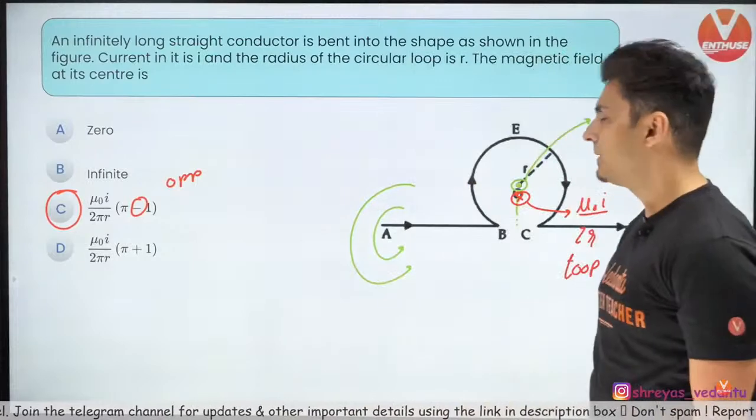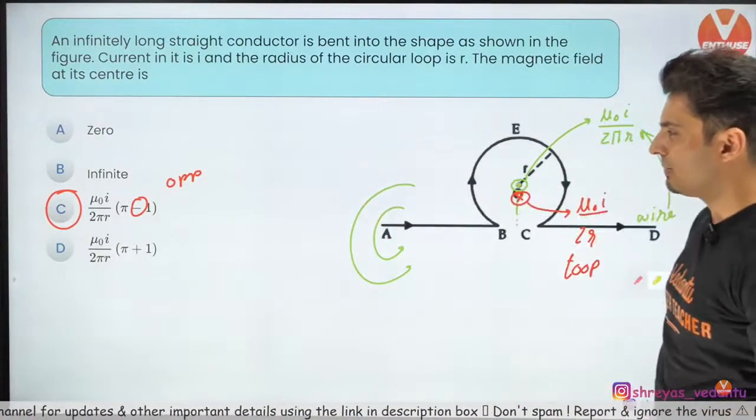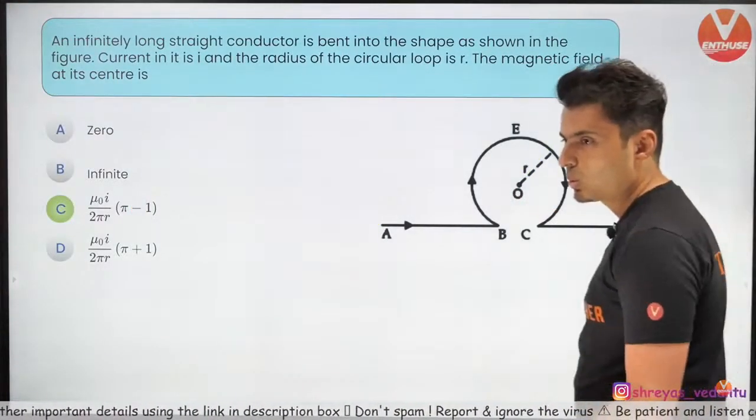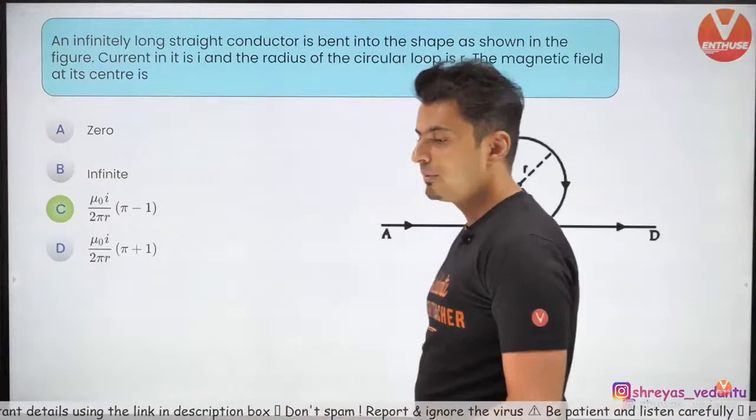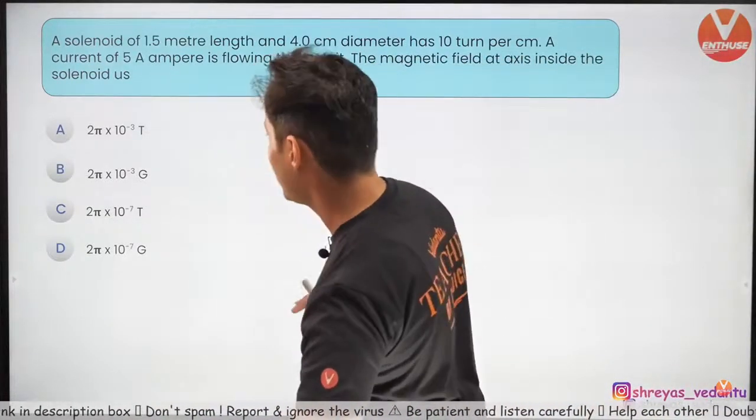Yep. Understood? Got it? So you can see mu naught I by 2 pi is common, and that pi, after taking LCM, you get pi minus 1. Perfecto. Got it? Very good. Very good. Moving on to the next one. Solve this next question.